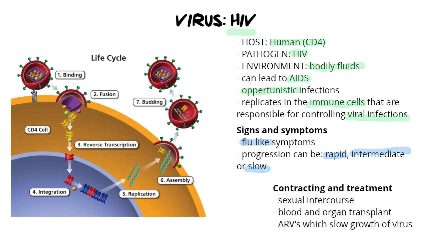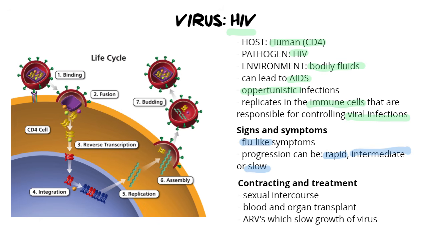Now, when it comes to actually contracting HIV and treating HIV, you can contract HIV a number of ways, but the most common ways are through sexual intercourse that is unprotected, with no condom, no barrier protection.